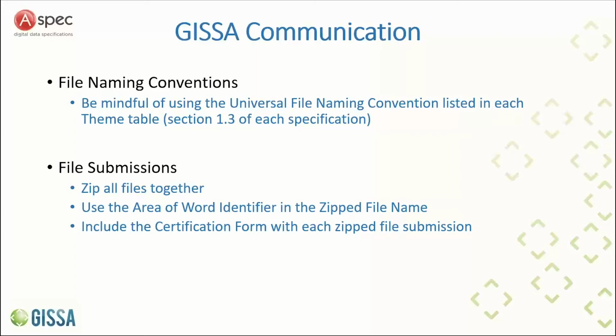And again, with submissions, and excuse me for my typo, area of work identifier. It's meant to be in the zip file name. And include the certification form, which you can find in each specification. You can also find it in the A-SPEC document.